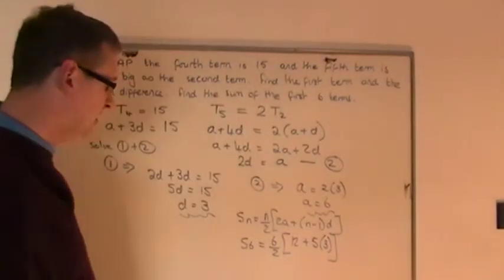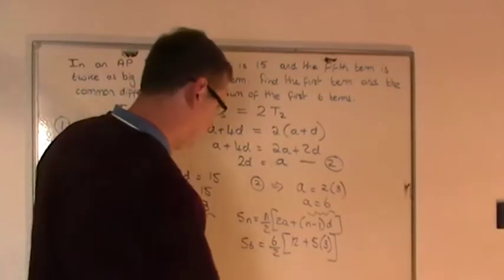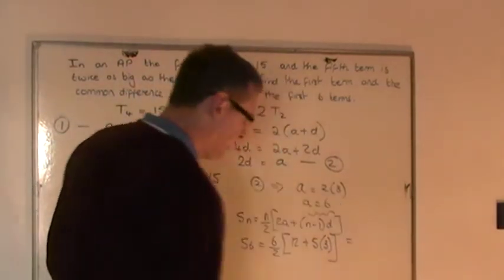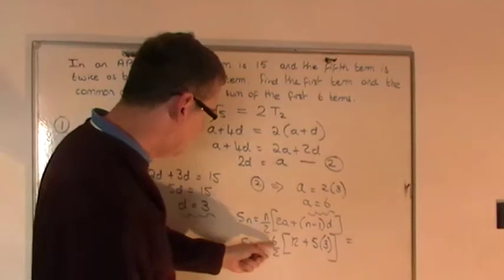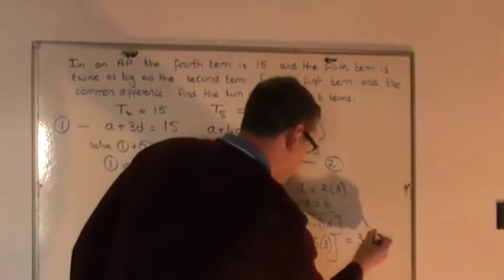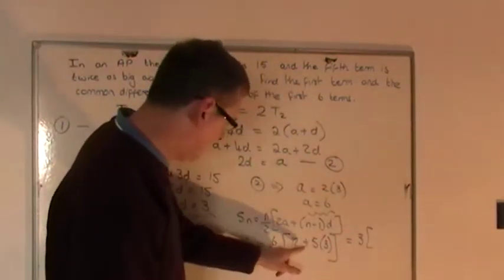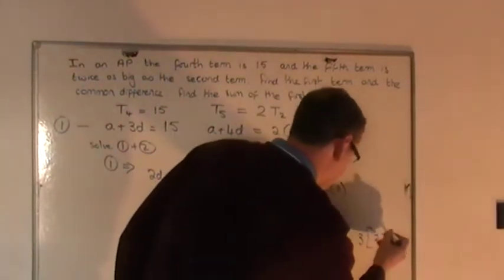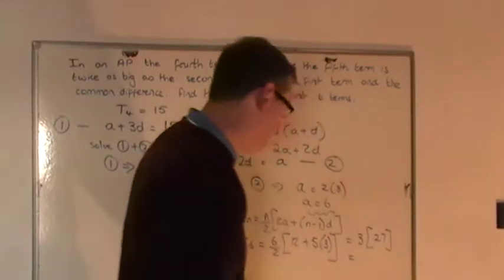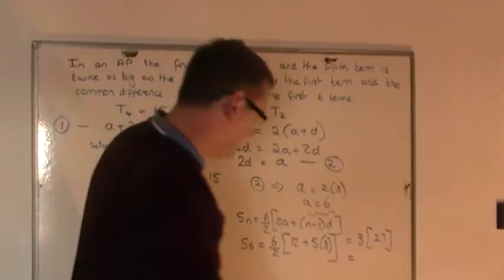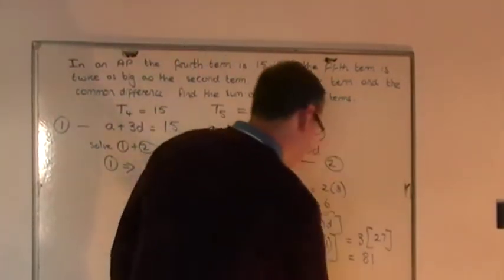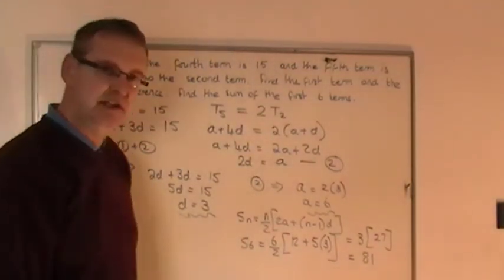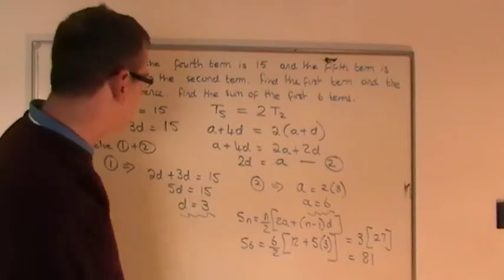So there's the calculation you've got to work out. I'm running out of space, so I'll put it at the side here. It equals 6 over 2 is 3, and inside the bracket you get 12 plus 15, which is 27. So this is equal to 3 lots of 27, and 3 27's are 81. The sum of the first 6 terms of this arithmetic series is 81. And that's the end of this question.